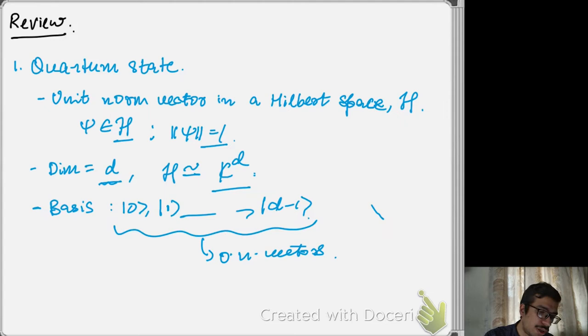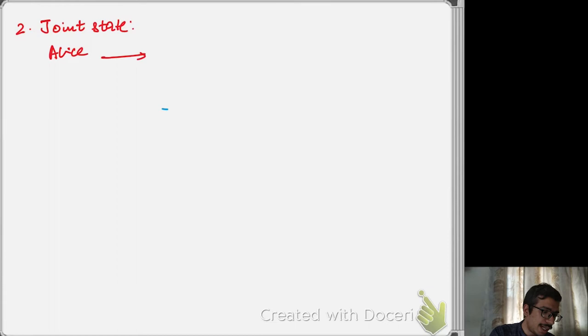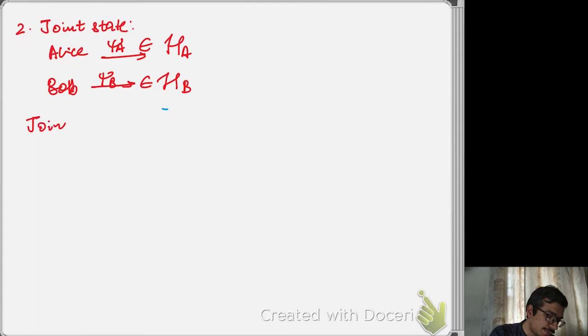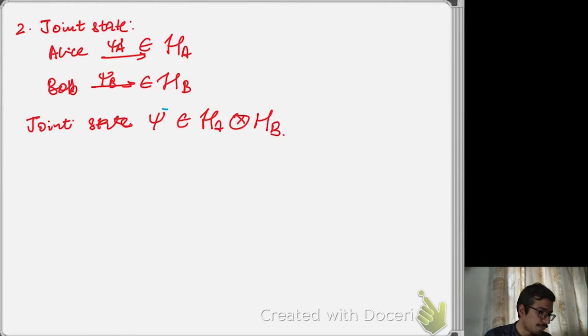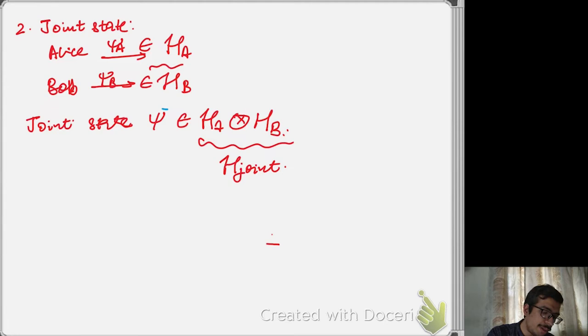Next, we also talk about the notion of a joint state. So, what is a joint state? Suppose Alice holds a state psi A which belongs to H A, and Bob holds a state psi B in the Hilbert space H B, then the joint state psi will lie in the tensor product of these two Hilbert spaces, H A tensor H B. Okay. And this is something I will denote by H joint. And here, if it so happens that each of them have access to their own pure states, then actually psi will be equal to psi A tensor psi B as well.